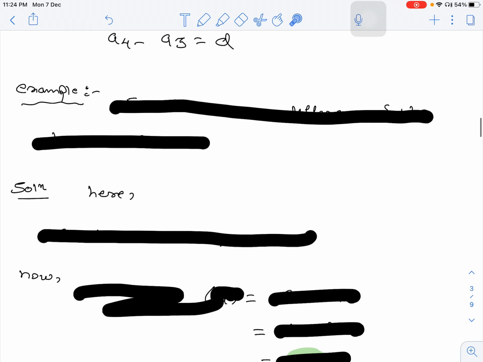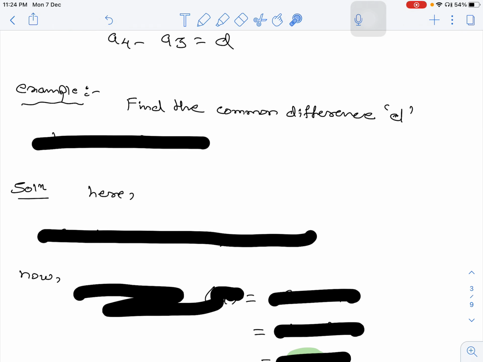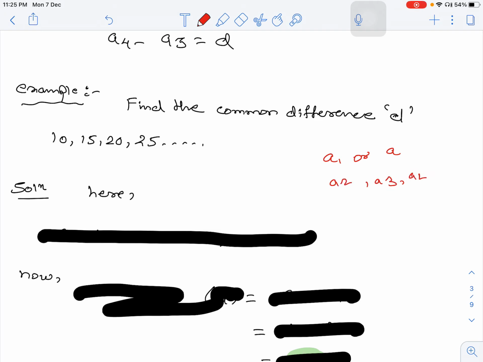Now let us consider an example of finding the common difference. Here it is given: find the common difference D in the following. We have a list of numbers, and each number is known as a term. So this is our first term, second term, third term, fourth term, and so on. Remember that our first term is indicated by A1, or we can also write it simply as A. Both indicate the first term. Our second term is A2, third term A3, fourth term A4, and so on, up to the nth term, given by AN.